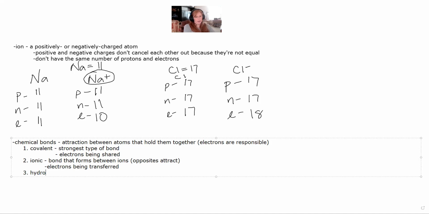Finally, we have hydrogen bonds. Hydrogen bonds are formed because of the weak attractions that exist between neighboring water molecules. I'll get into this in a minute. All right, so let's look first at ionic bonds, because that's what I have sitting up here on the board at the moment.